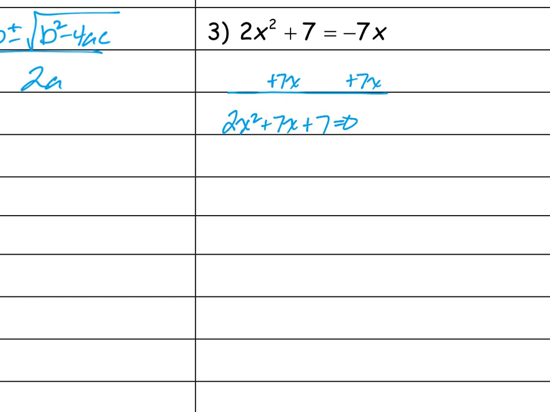All right. So what does a equal? A equals 2x squared. A equals 2. B equals? 7. And C equals? Negative 7? No. 7. Good. We switched this. Yep, good.